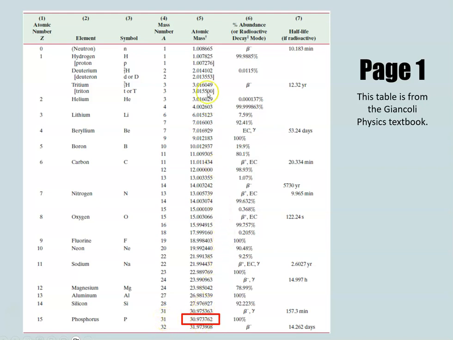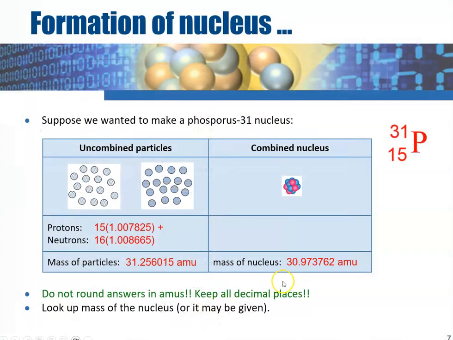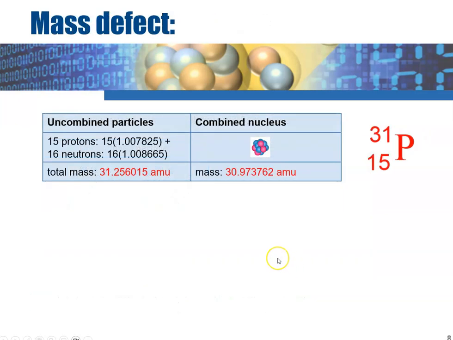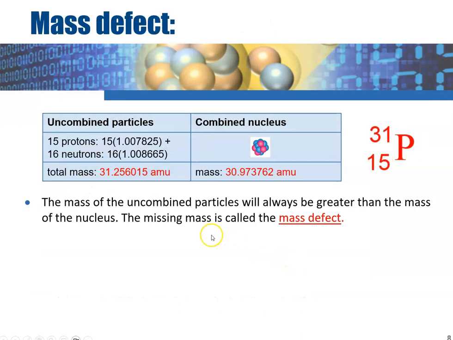And this column here, I'm going to go up to the top, is the atomic mass of the nucleus in atomic mass units. So this is the number that I want right there. I'm going to copy that number down right here. That is the mass of the combined nucleus. All right, I want to point out these numbers don't match. This is what the expected mass would be, and this is what the actual mass would be. And you're going to find that happens all the time.